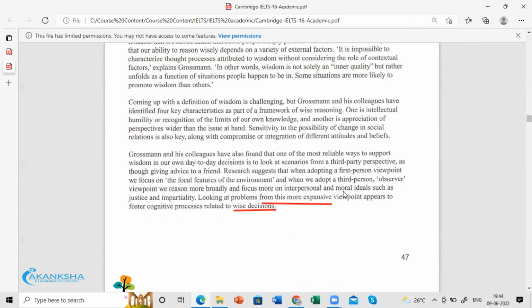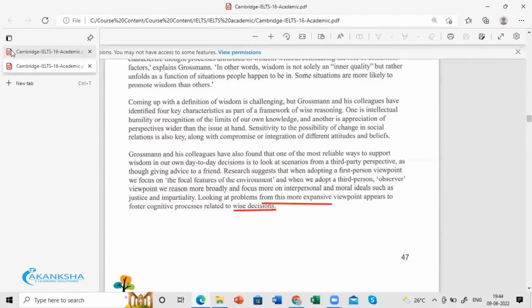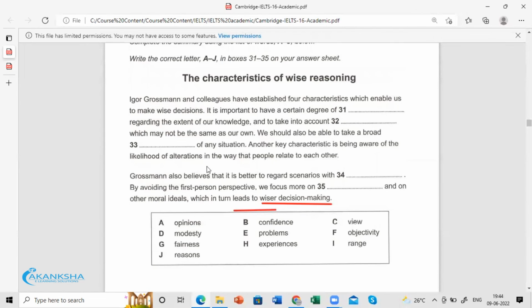Interpersonal and moral ideas, so that's what he talks about. Okay, moral ideas means we focus more on morality. What is the synonym of morality here in these options?